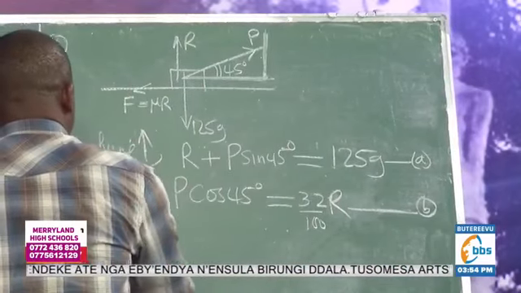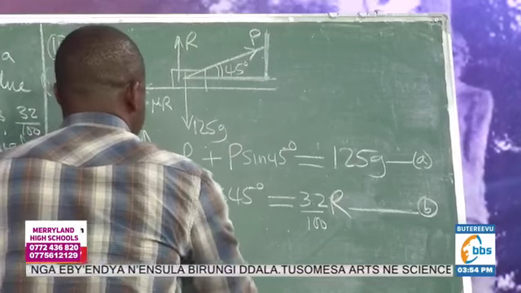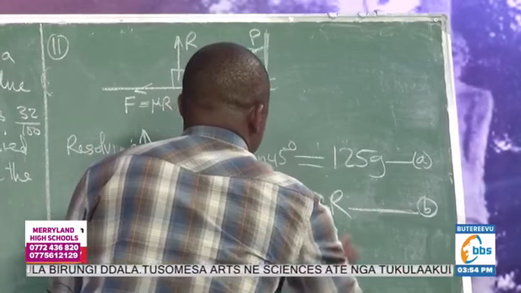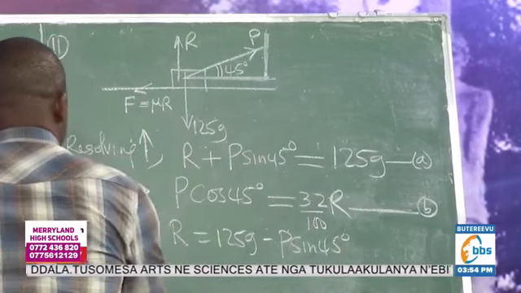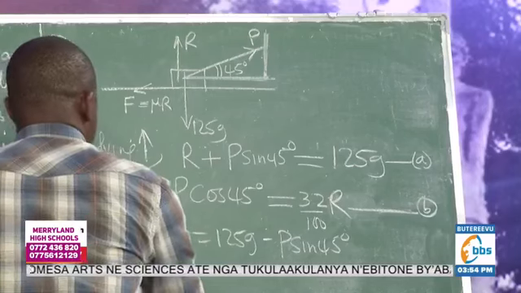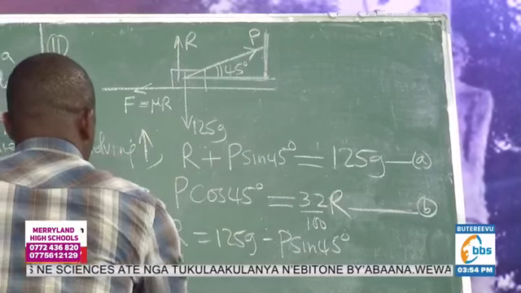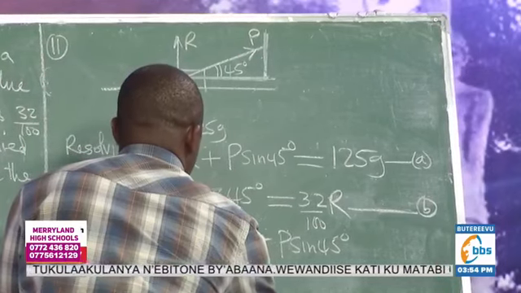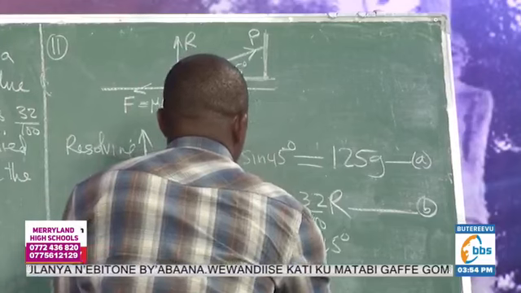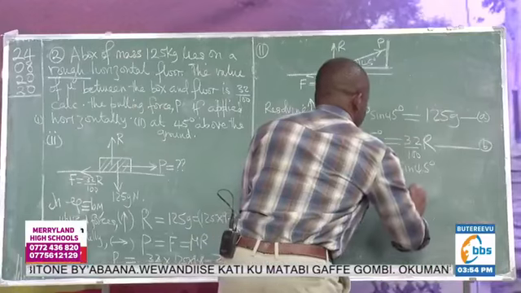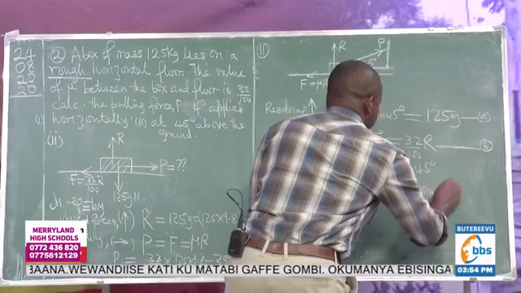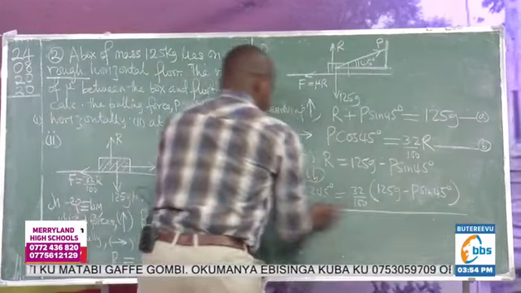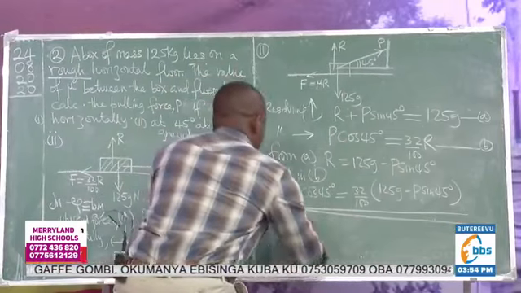From A, our R is 125 g minus P sine 45. So if we substitute in B, our P cos 45 will be equal to 32 over 100 into R, which is now 125 g minus P sine 45. I will ask you to complete this. Complete this and find the value of P.